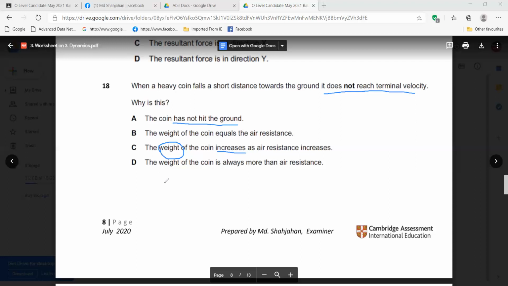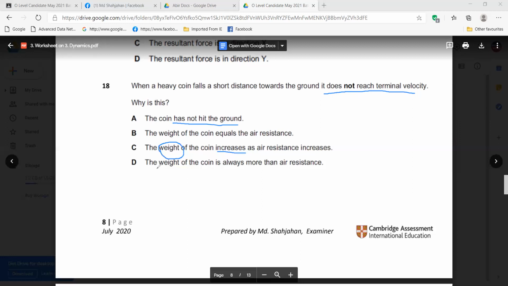Okay, then the weight of the coin equals the air resistance. If the weight of the coin equals the air resistance, then it will reach terminal velocity, right? Yes. So it's also not the correct option.